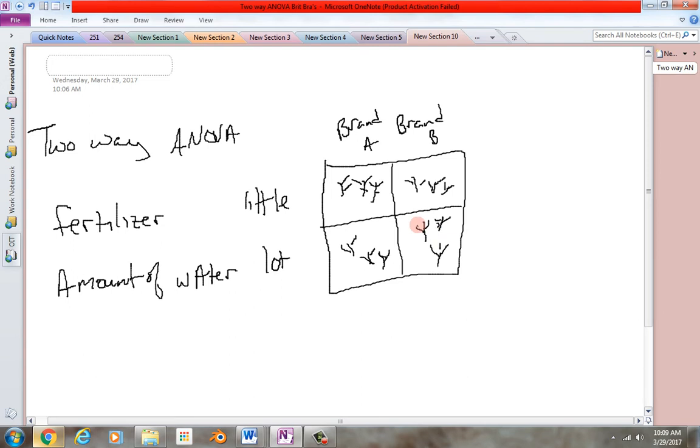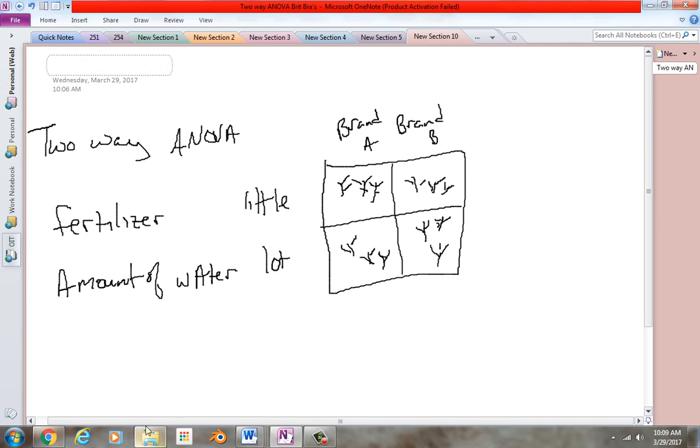Once in a while, you'll see a deal where a certain brand of fertilizer works better with a little bit of water, but it works terrible with a lot of water. More than likely, it's a situation where, I remember this one I put on a test one time. You go out to buy some drain cleaner, and one kind works better on a hair clog, but it doesn't do as nicely on a grease clog. And so there's sometimes what's called an interaction term.